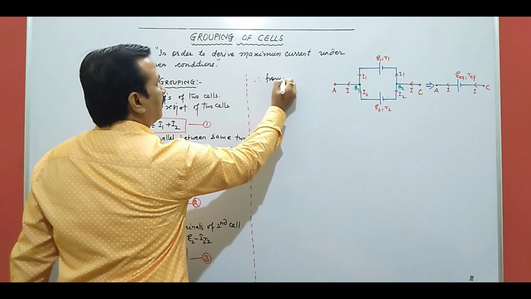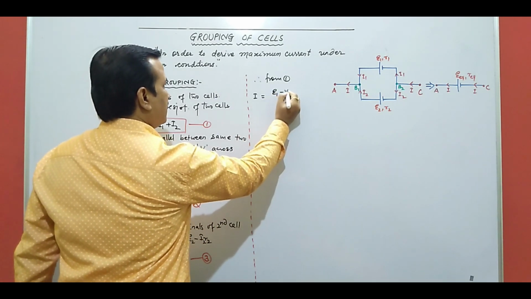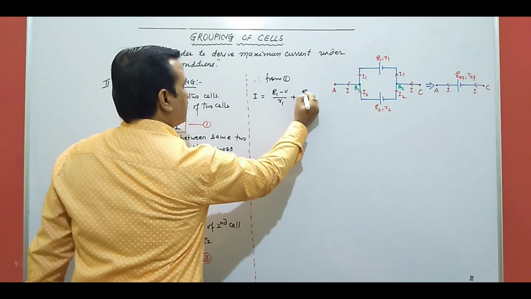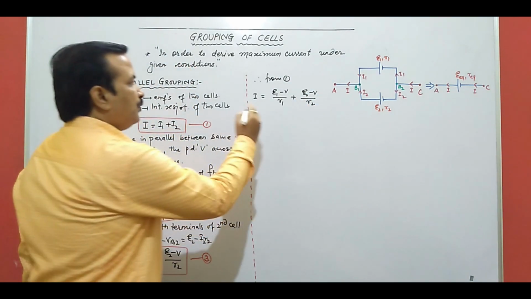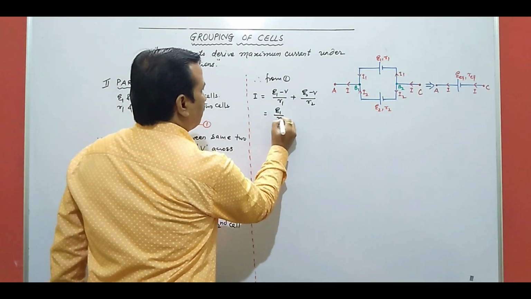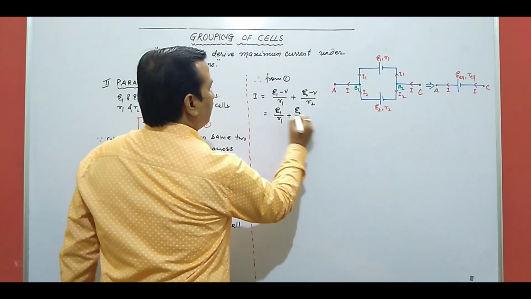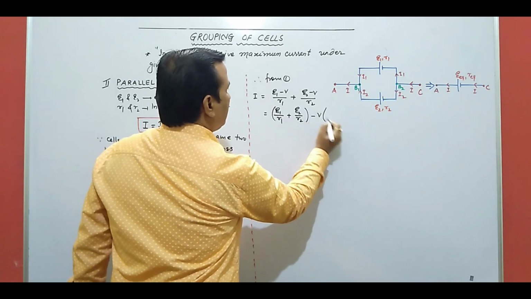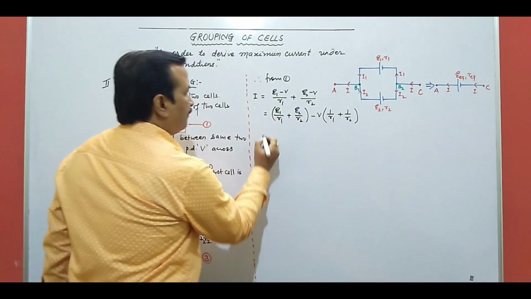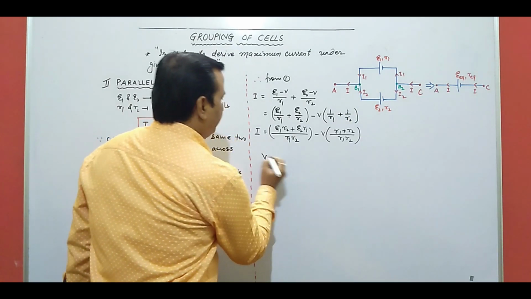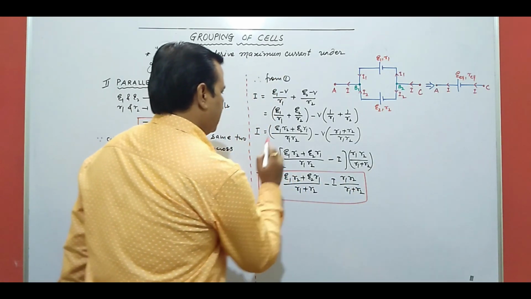Therefore, from 1, I we can write E1 minus V upon R1 plus E2 minus V upon R2. Okay, this we can write E1 upon R1 plus E2 upon R2 from here, and from here, bracket minus V, this will be 1 upon R1 plus 1 upon R2. From here we want to find out the value of V. This is the potential which we are getting.